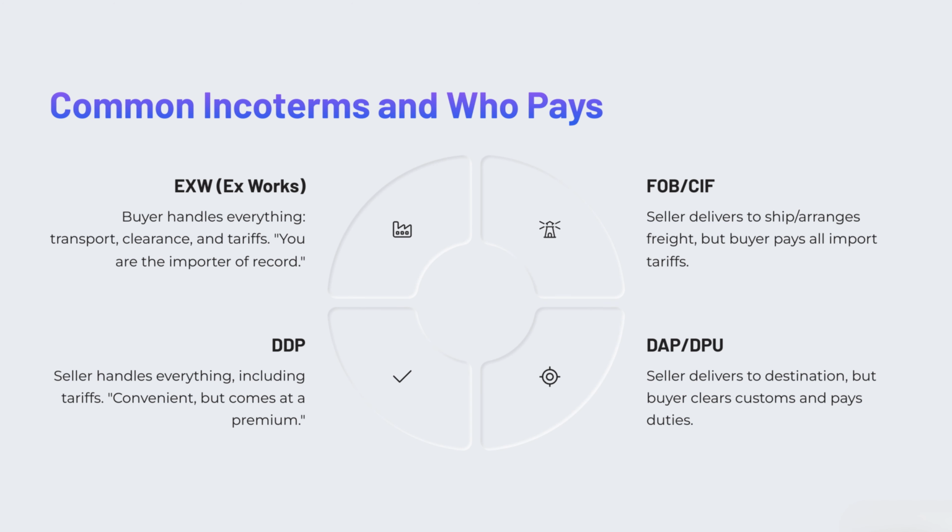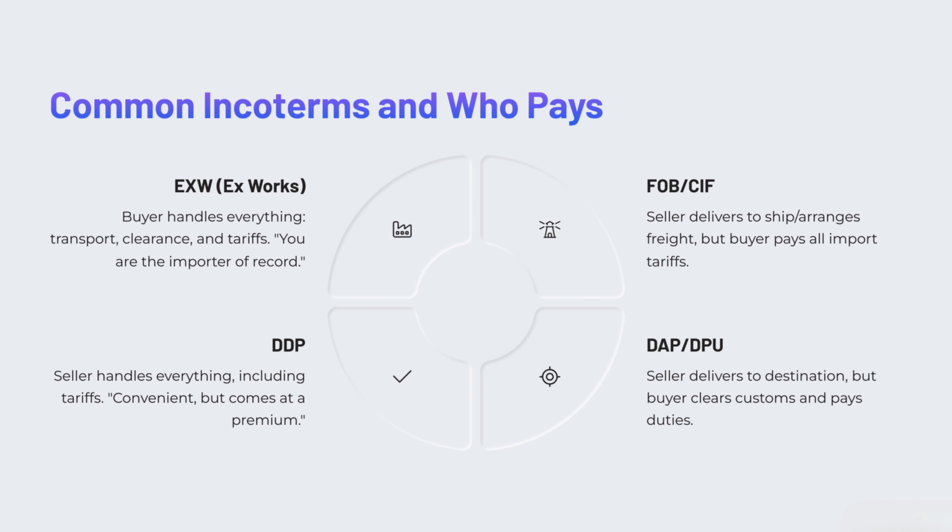EXW, the seller hands off at their factory. The buyer handles everything, including tariffs. FOB, the seller gets it onto the ship. The buyer clears customs and pays the tariff. CIF, the seller ships and insures, but the buyer still pays the tariff.